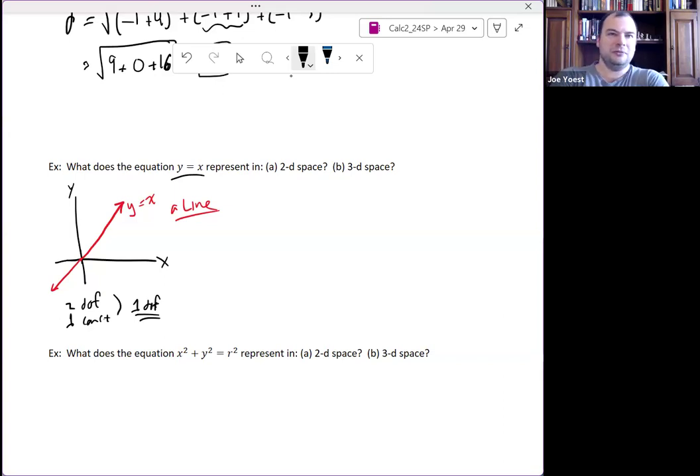Sometimes it could be a curve. Maybe it's a curved line, but if you're standing on this curve, you can only move this way or the opposite way. You can't move in some orthogonal way. And 1 degree of freedom is a line or a curve. So that makes sense. In 3D, what does this represent?